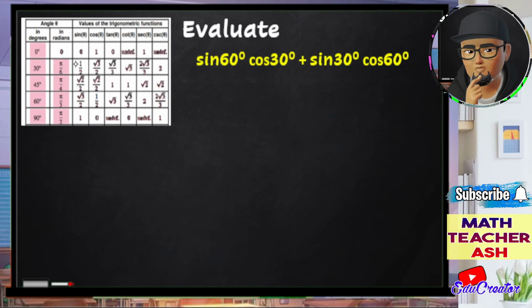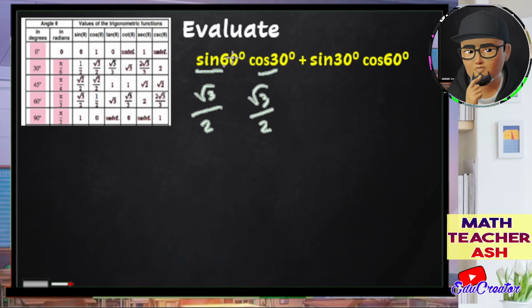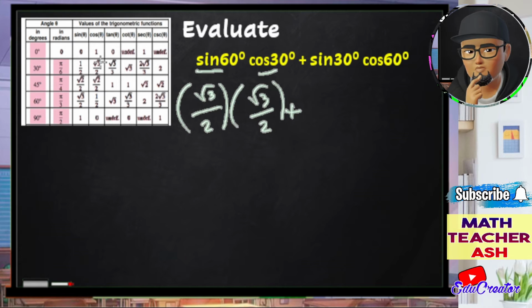So in our table, as we can see, the sine 60 here is square root of 3 over 2. We also have our cosine 30, square root of 3 over 2. So let me just directly solve that for you, my dear math learners. So the value of this one is square root of 3 over 2, while the value of this one is square root of 3 over 2. Now, because they are beside each other, it means that is multiplication. Then we add them. Then sine 30, that is 1/2, and cosine 60 is 1/2. So 1/2 multiplied by 1/2.